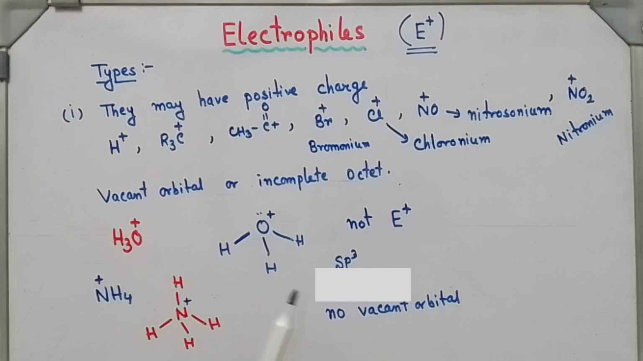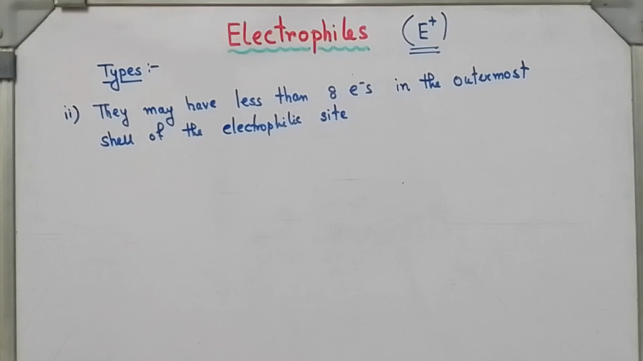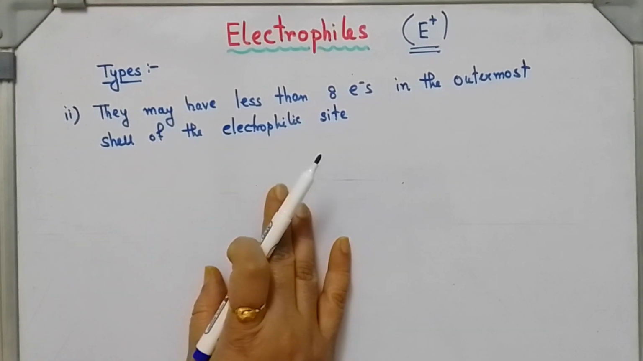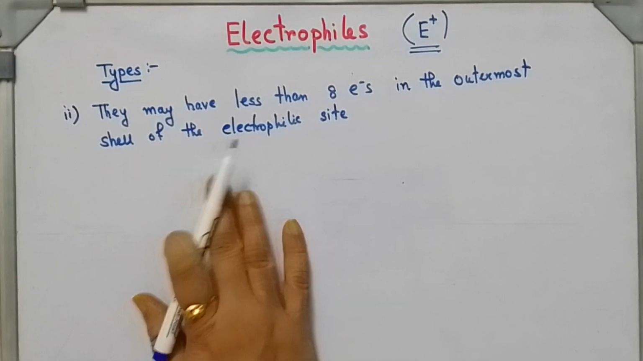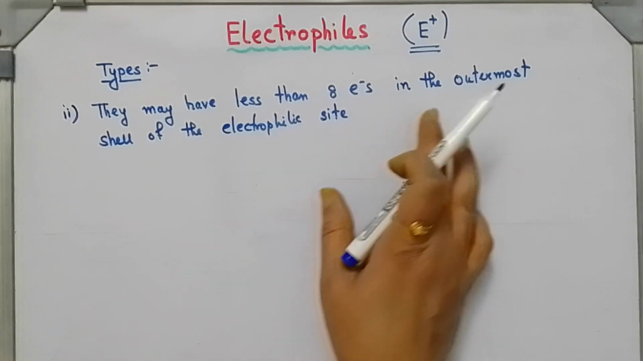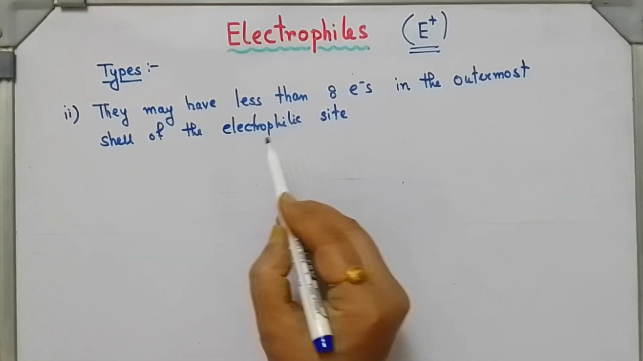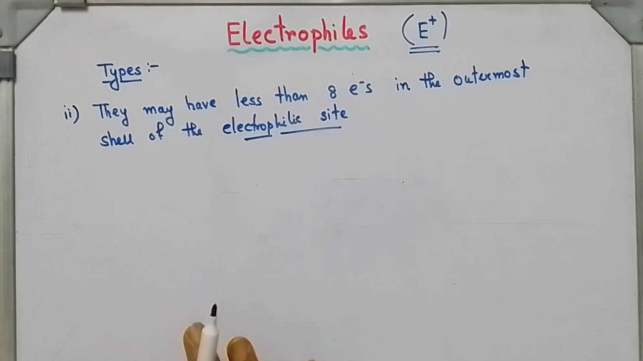So remember, first check positive charge is there or not. If positive charge is there, then check vacant orbital or incomplete octet is present or not. Next type of electrophiles are these. They may have less than 8 electrons in the outermost shell of the electrophilic site. Means they are having incomplete octet.